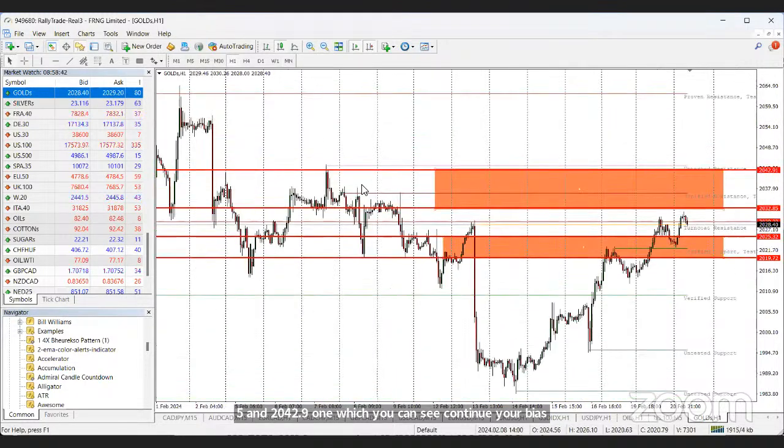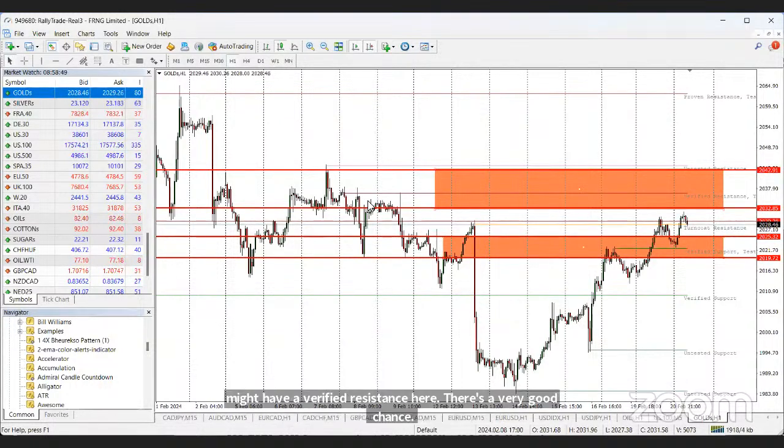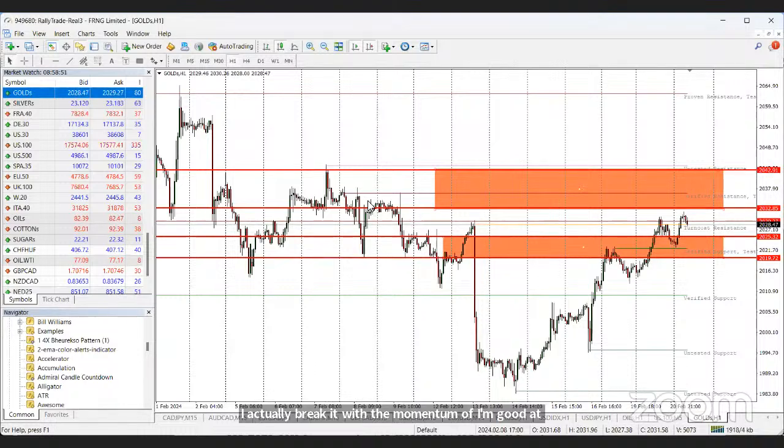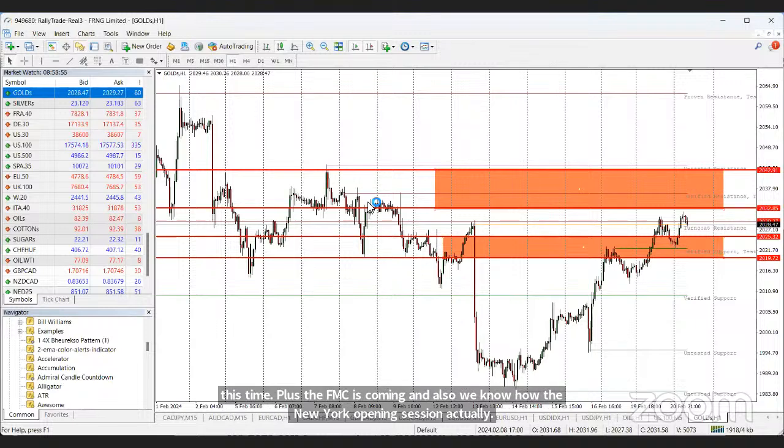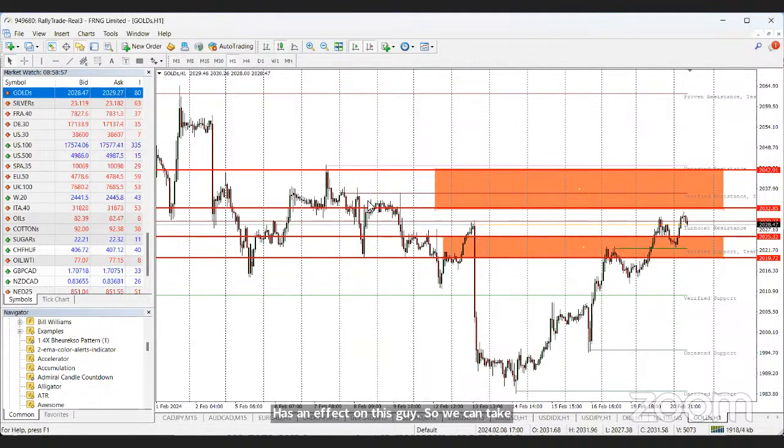Yes, we might have a verified resistance here. There's a very good chance it might actually break it with the momentum of gold at this time, plus the FOMC is coming, and also we know how the New York opening session actually has an effect on this guy. So you can take your profits between 2032.85 and 2042.91. And yes, you can enter a continuous buy up to the untested resistance.